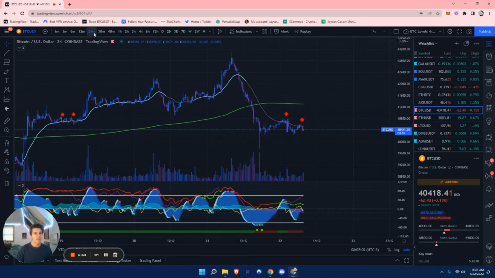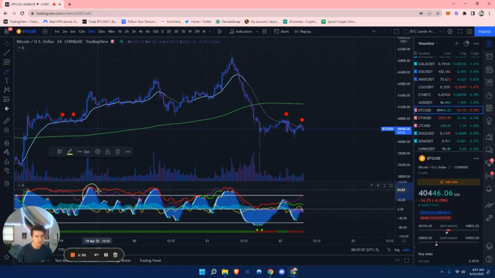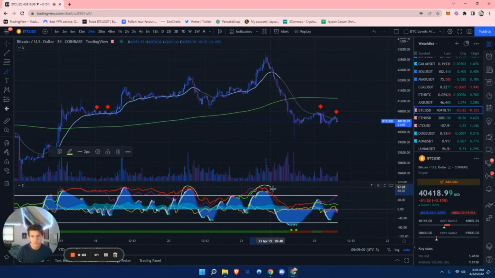And so anyways, based off of the 24-minute, we are looking at, again, lumpy waves. So here's the first lumpy wave. And here's the second lumpy wave and the third lumpy wave.